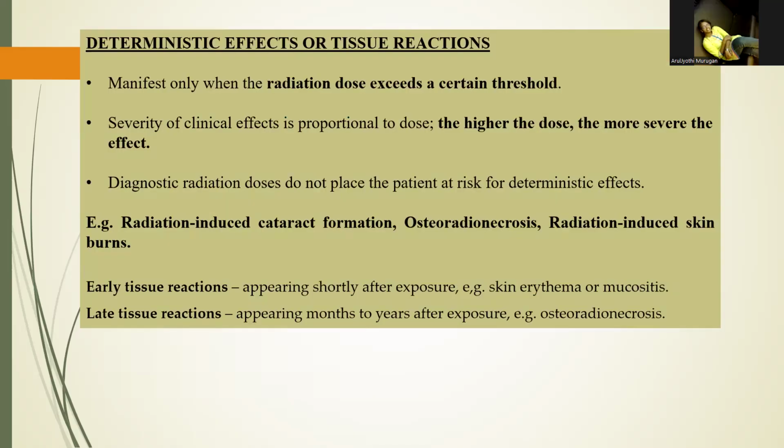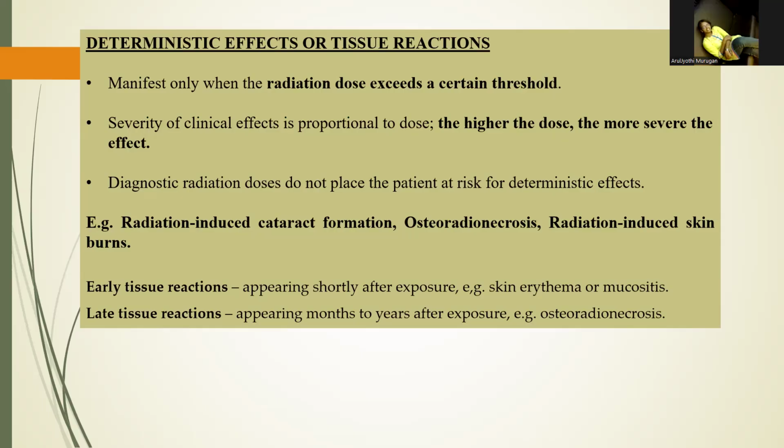Deterministic effects, or tissue reactions, occur when the radiation dose exceeds a certain limit. Whereas stochastic effects occur whatever the quantity of dose exposed. With deterministic effects, beyond that limit, if there is radiation exposure, there will be damage. The higher the dose, the more severe the effect is.